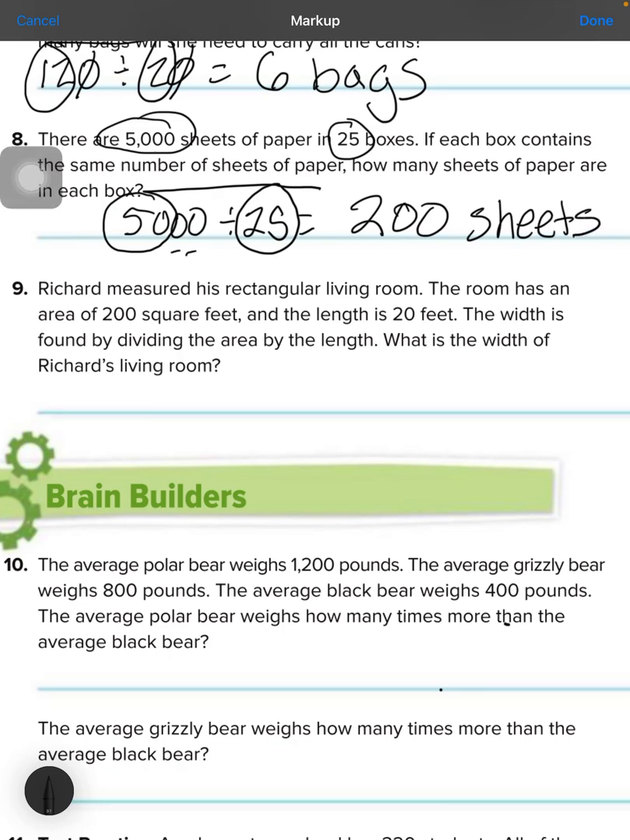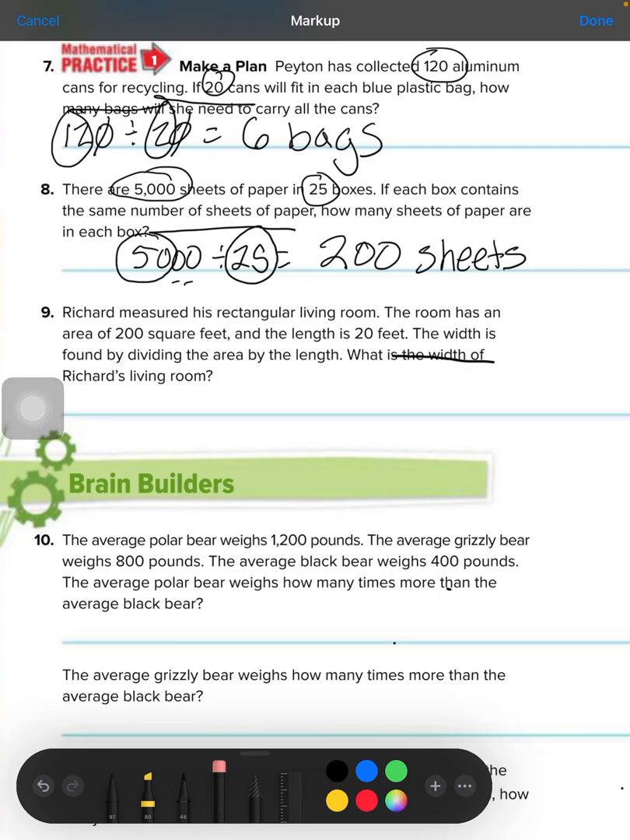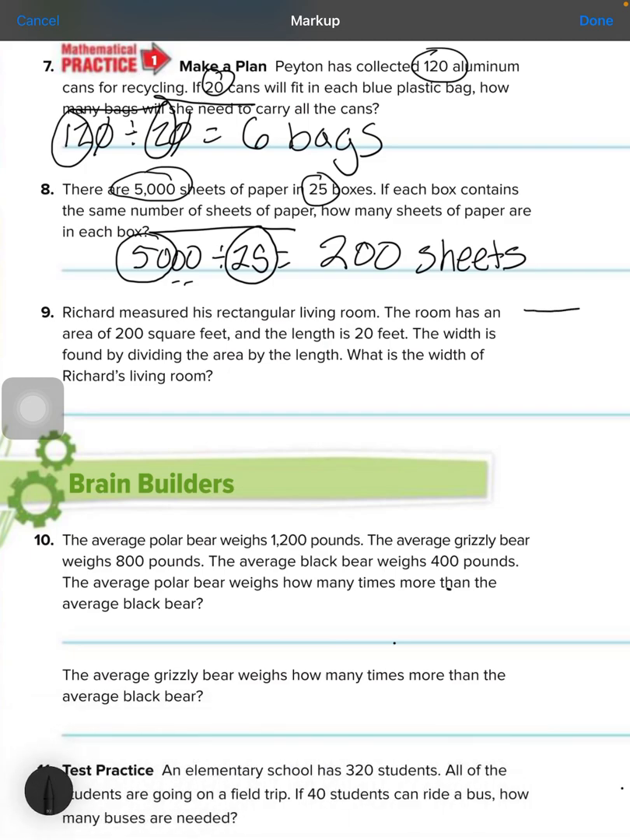Number 9, Richard measured his rectangular living room. The room has an area of 200 square feet and a length of 20. The width is found by dividing the area by the length. What is the width of Richard's living room? Okay, whoops, that's not what I meant to draw. Okay, what we need to do now is draw a rectangle. Over here, draw a rectangle. We know that the length is 20 feet. And we know the total area is 200.